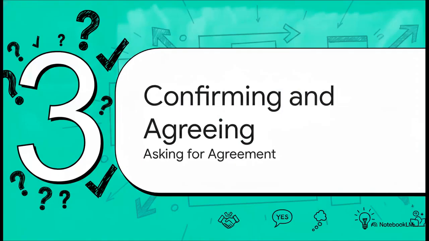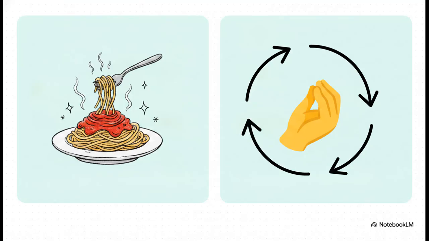Section 3. Confirming and agreeing. So the crucial point is really knowing when to deploy that contracted formula we just learned. Let's look at our first major application. You might already be pretty familiar with tag questions. For example, saying, "This pasta is delicious, isn't it?" That's a totally great sentence.